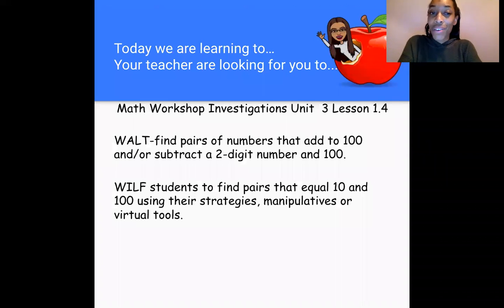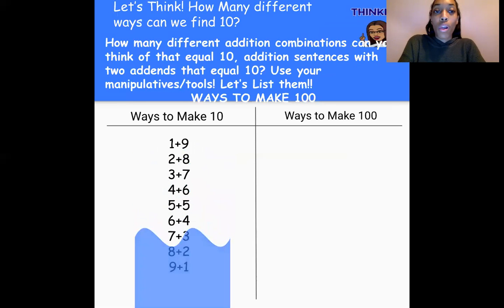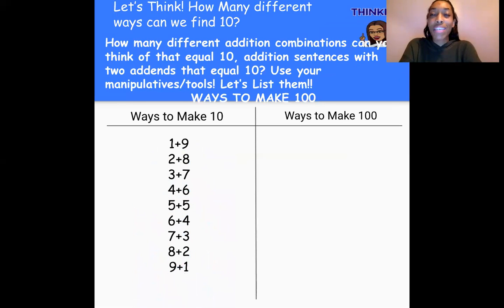So today we are going to learn to find pairs of numbers that add to 100 and/or subtract from 100 a 2-digit number. What we're looking for is for you to find pairs that equal 10 and 100 using your strategies, manipulatives, or virtual tools. So let's think. How many different ways can we find 10? Even if you think about subtracting, how many different ways can you find 10?